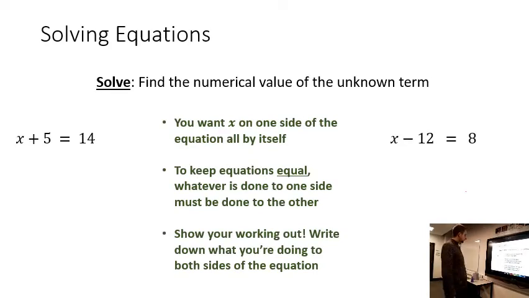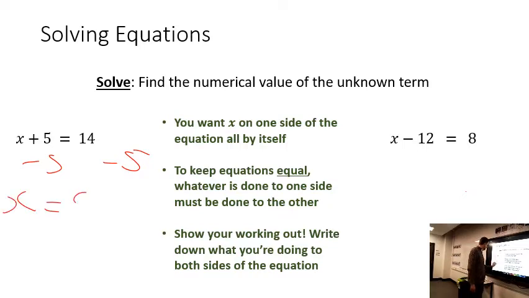Okay, so let's go at solving these equations. Firstly, we want to get x's on one side. That is our goal. So what we do to one side, we do to the other side. So here we've got this plus 5. We can use inverse operations or substitute adding 5. The opposite is subtracting 5. Okay. Then we're left with x is equal to 9.